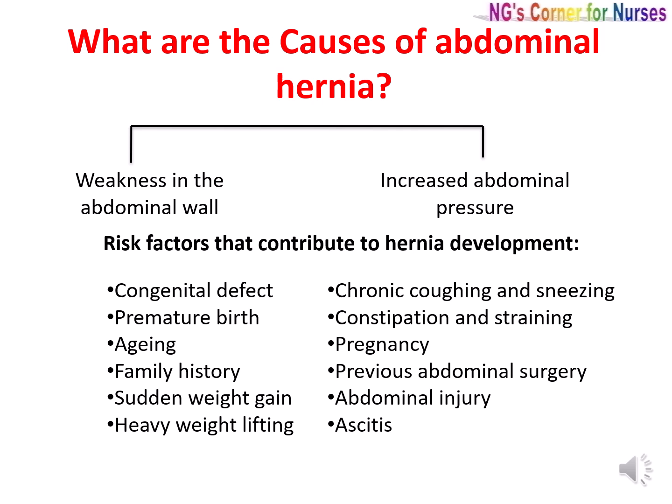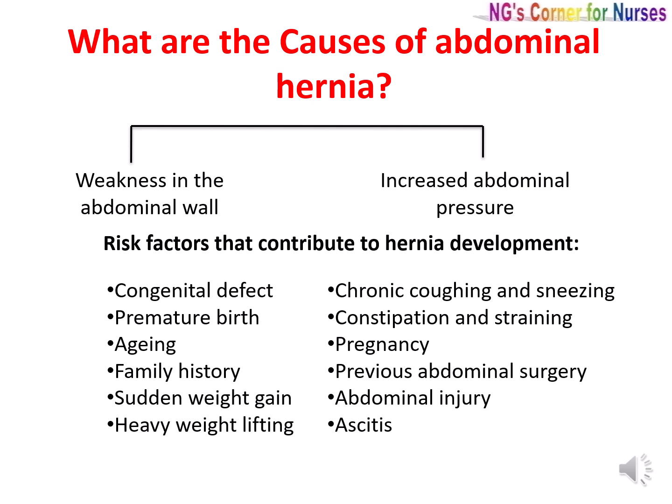Next is premature birth. In case of premature birth, the baby may be born with weaknesses in abdominal muscles, and that can lead to hernia development. Next is aging. As people age, their muscles can weaken, making them more prone to develop hernia. Next is family history. A family history of hernias can also increase the risk of developing hernias. Next is sudden weight gain or obesity. Excess weight can put pressure on the abdominal muscles, increasing the risk of hernias.